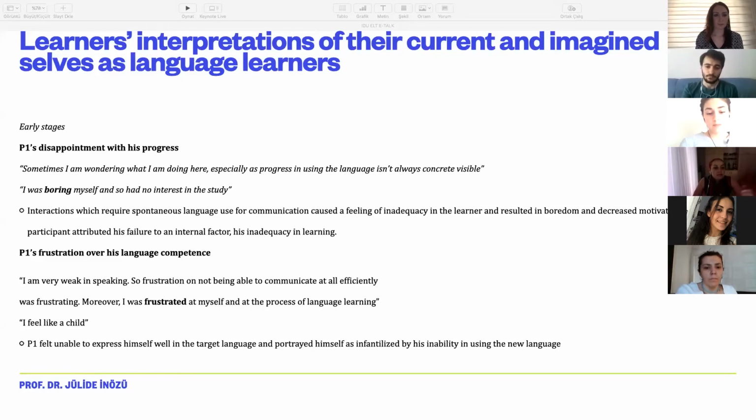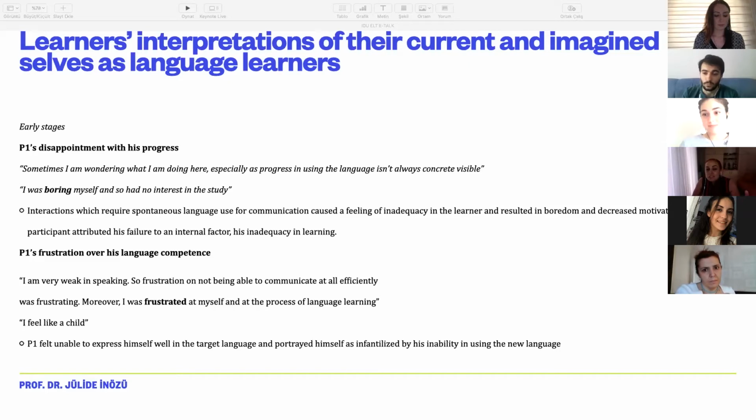So let's have a look at these codes. These are very important in terms of showing insights into how this particular participant, and by the way, he's a male participant, felt, and how those emotional feelings shaped his learning. So this is from the beginning of the first semester. The participant said, sometimes I am wondering, what am I doing here? Especially as progress in using the language isn't always concrete, visible.